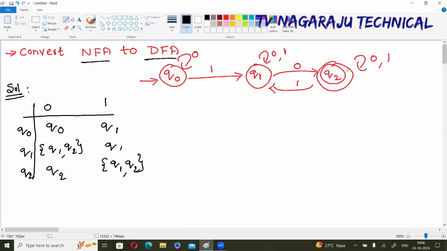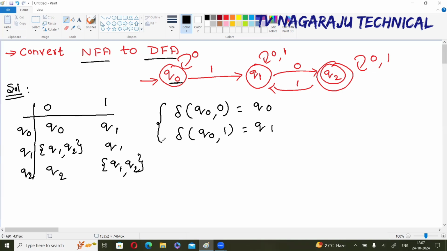Now I am writing the solution. How? The first thing is, remember, in NFA and DFA, the initial state is the same. Only the remaining states may or may not change. What is the initial state? Q0. So the first step is to make transitions on state Q0. Q0 on 0, what is Q0 on 0? Q0. Delta of Q0 on 1 is Q1. Remember, you are considering only Q0 from the NFA. Now, the first step is completed.